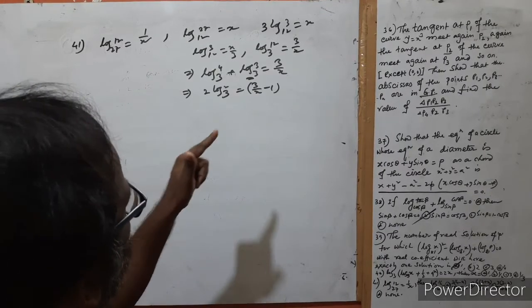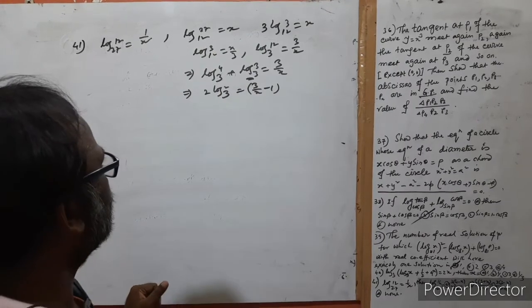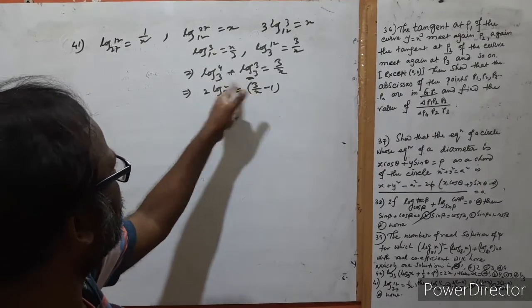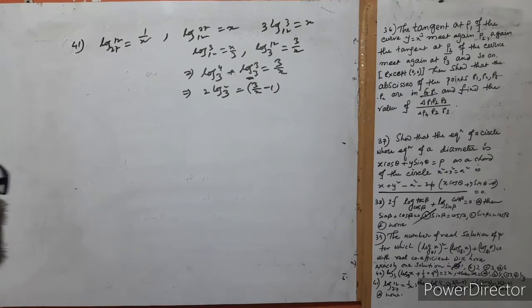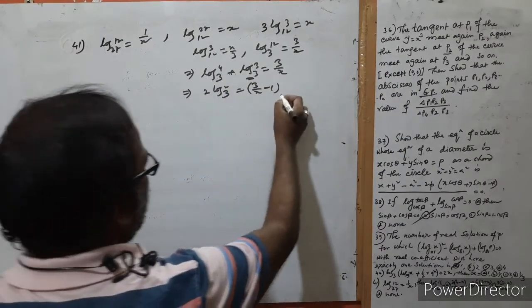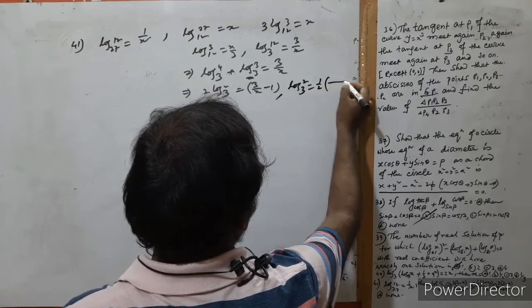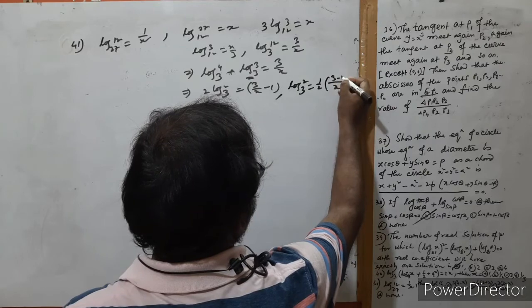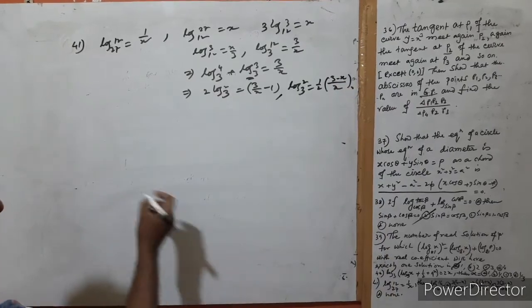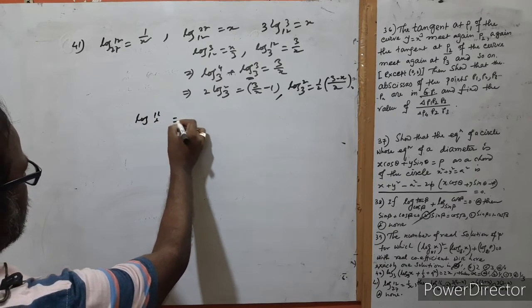And now log 12 base 3 is 3 by x, and 12 means 4 times 3, okay, to the base 3. Log 3 base 3 is 1. And this is your log 2 base 3 equal to half of, taking the LCM, 3 minus x by x. Okay, now find the value of log 16 to the base 6.